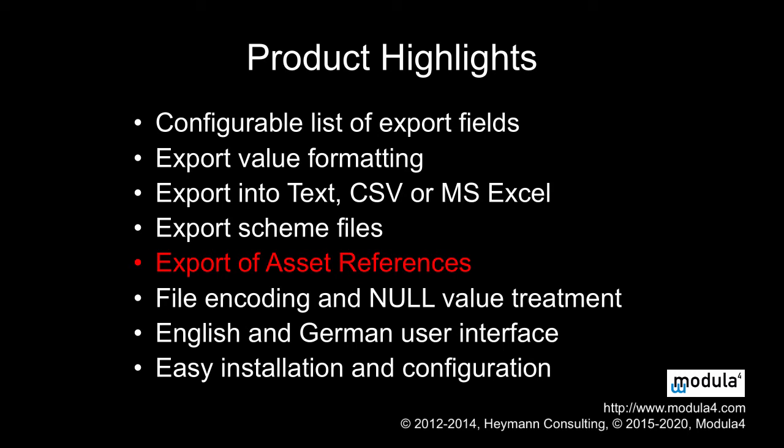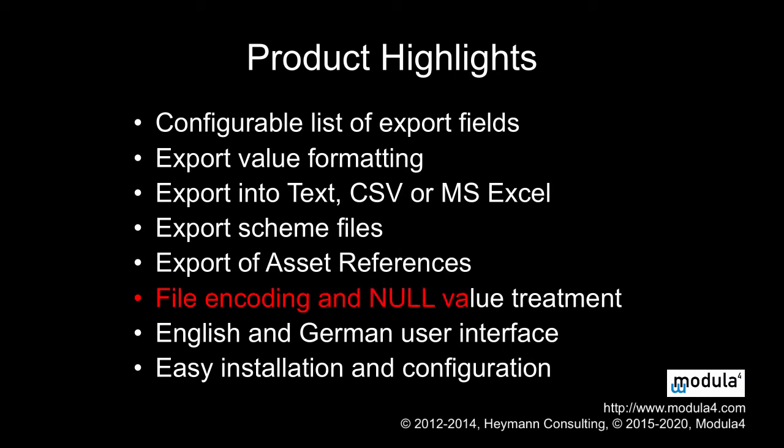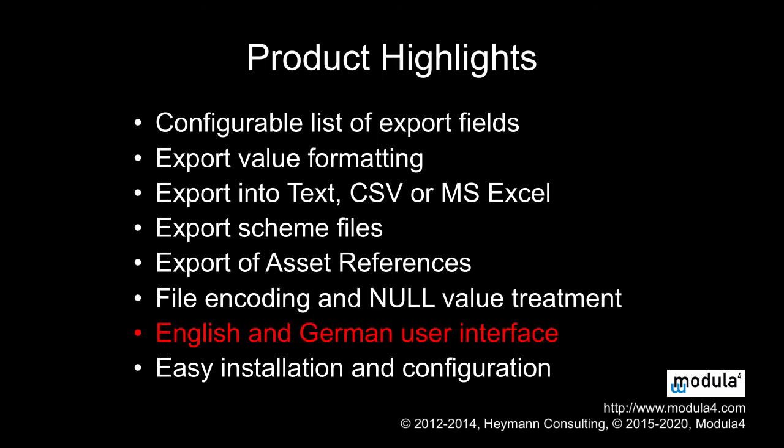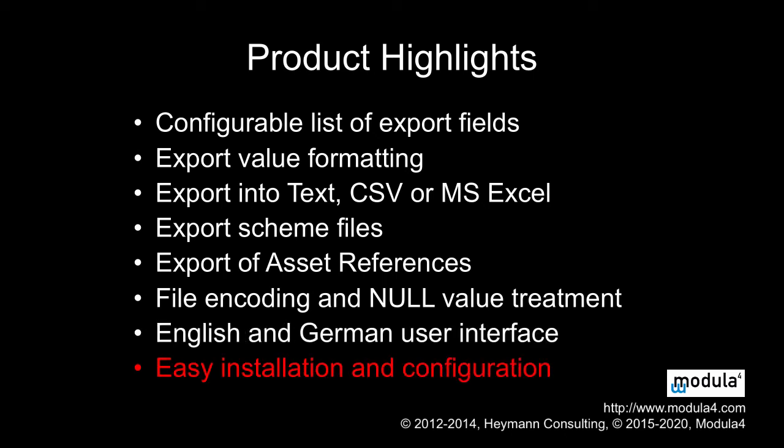Additional properties allow you to define the file encoding and what to do with null values. The Cumulus Exporter supports the English and German language based on the current Cumulus client setup. It is easy to install and configure.